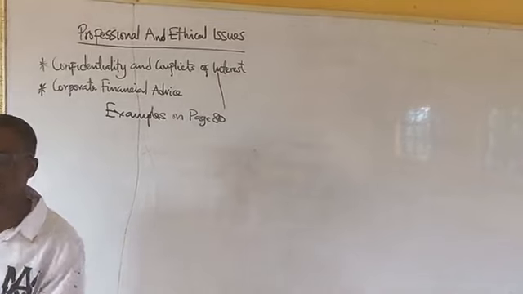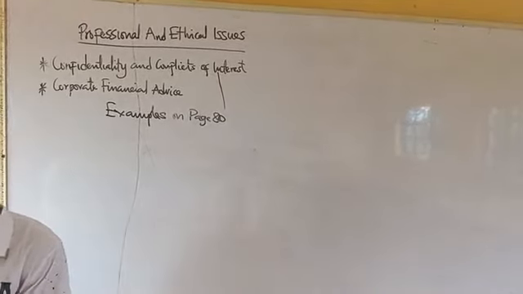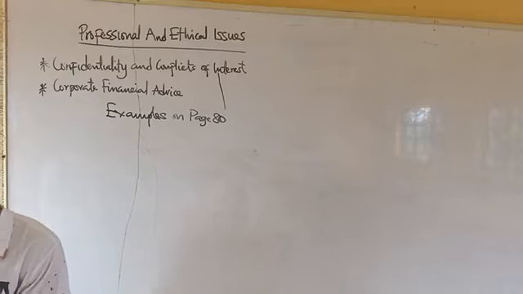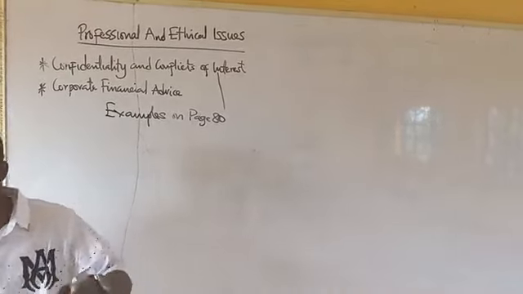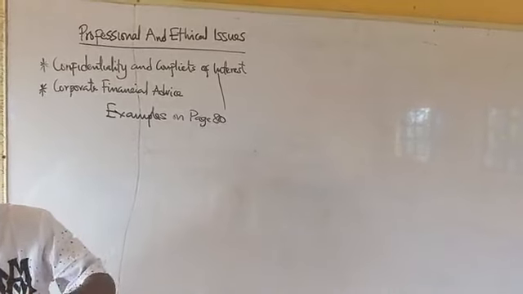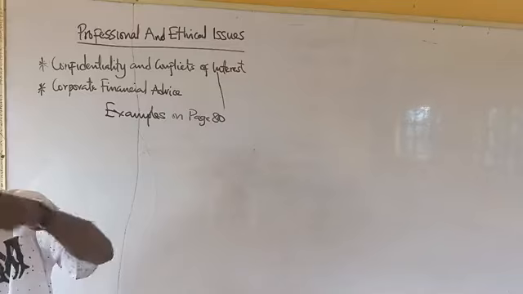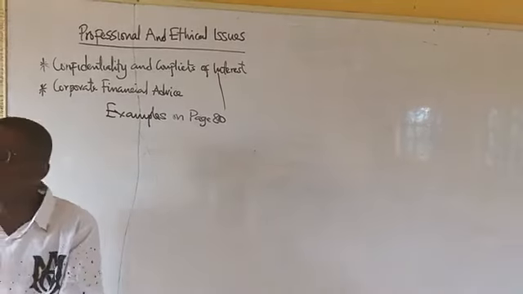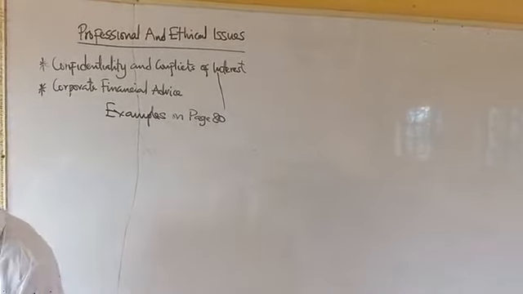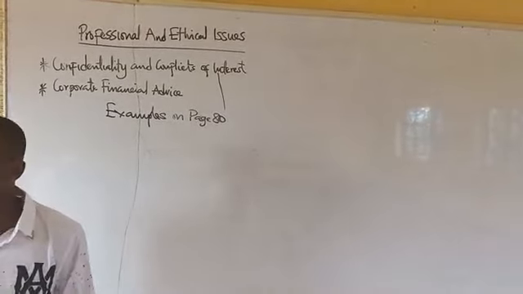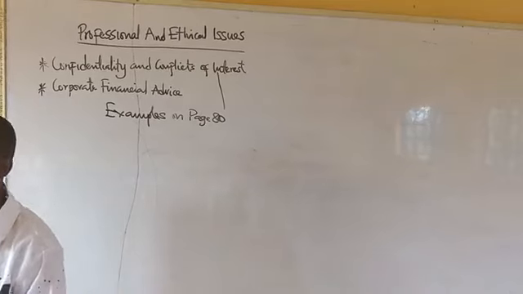And what threat can it cause? It will create a familiarity threat. It will create a self-interest threat. What kind of self-interest threat is it? Self-interest threat is under general threats. It is under what? Gift and hospitality.